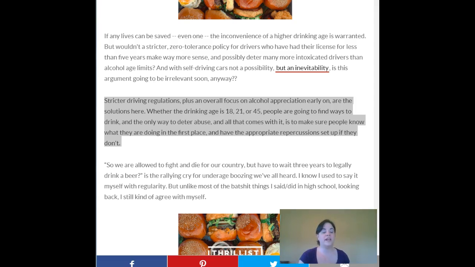For this source, when I consider how we use the CRAAP test, the author isn't an expert, he doesn't have any credentials or background information. However, the source is current, it's reliable, and it's unbiased. So overall, I would say that this is an appropriate source for a research project.